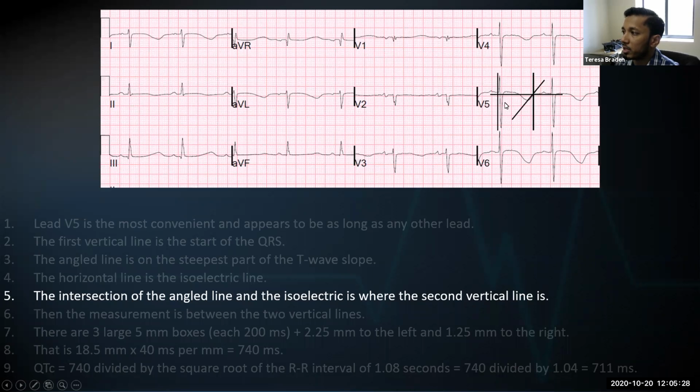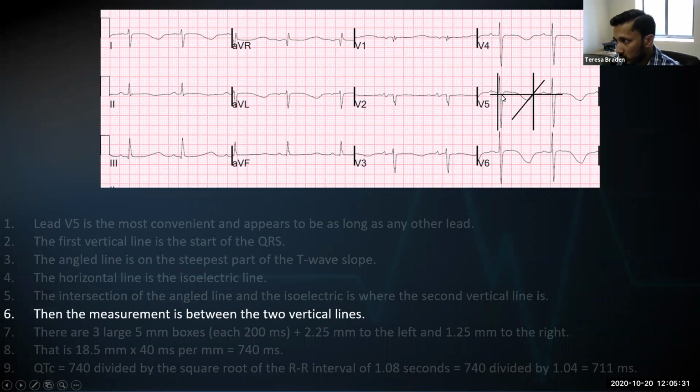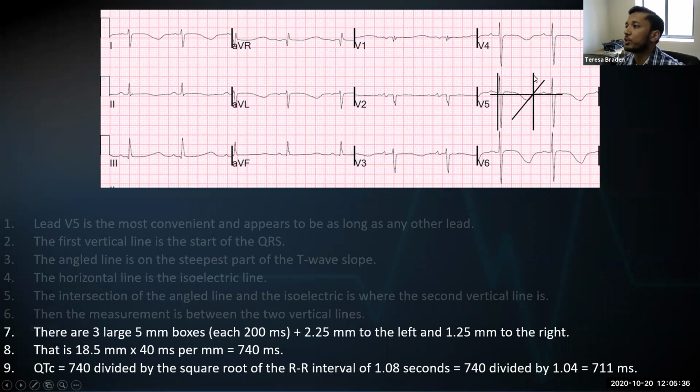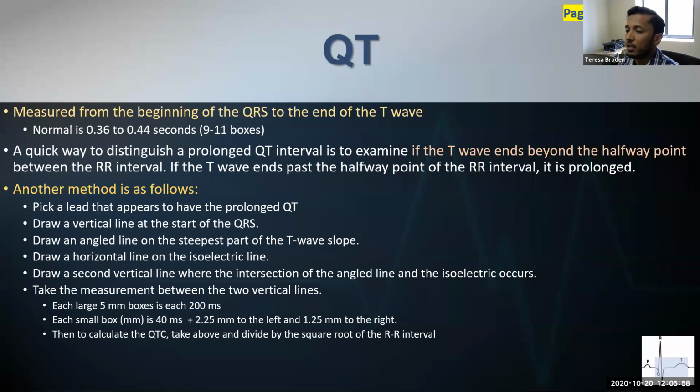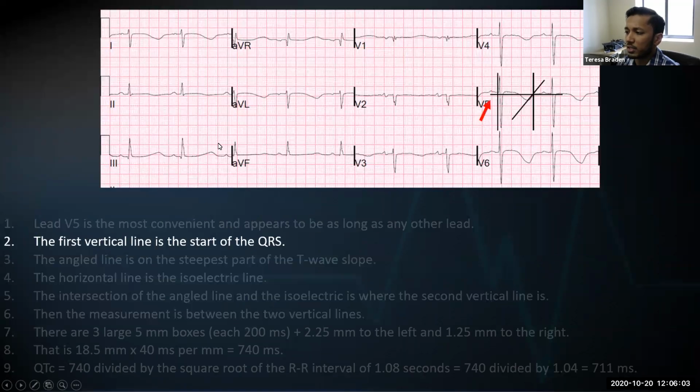That's going to be important because the 2 vertical lines are what we actually do our measurement between. In this situation for V5, we can see about 3 large boxes easily between those 2 lines. If each one of those is 200 milliseconds, that puts us already at 600 milliseconds, but if we do it specifically by measuring the small boxes, in this example, it came out to be 740 milliseconds, which we know, in general for most patients, you want to be at least, I think I'm on the next slide actually, but you should see it, less than 450 or so.